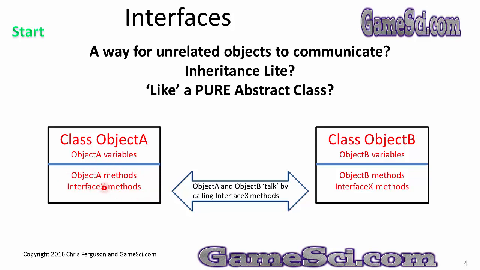It has object A's methods and interface X's methods. Then I have a completely separate class, object B. It's going to have object B variables. It's going to have object B methods, and it's going to have what's called interface X methods. Both object A and object B implement the same interface. These two objects can talk to each other. Object A and object B talk by calling interface X methods.